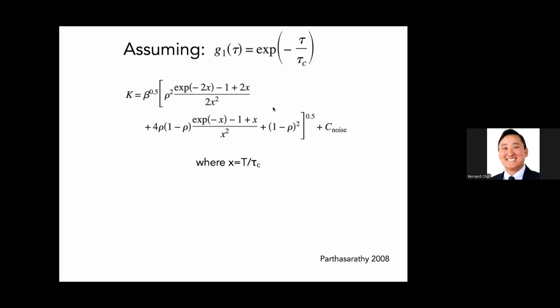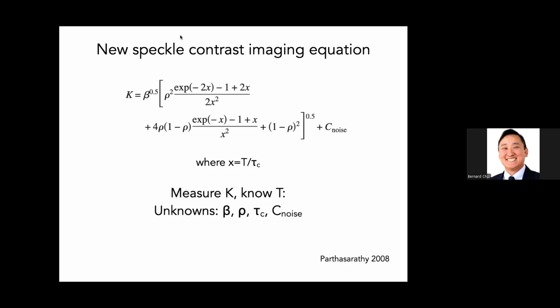So it's more involved, but same thing. We know our exposure time, which is baked into this. There's this X term, which is T over tau C. So we know our exposure time, and we measure contrast. The problem is there are 4 unknowns here now. Before there was just 1.